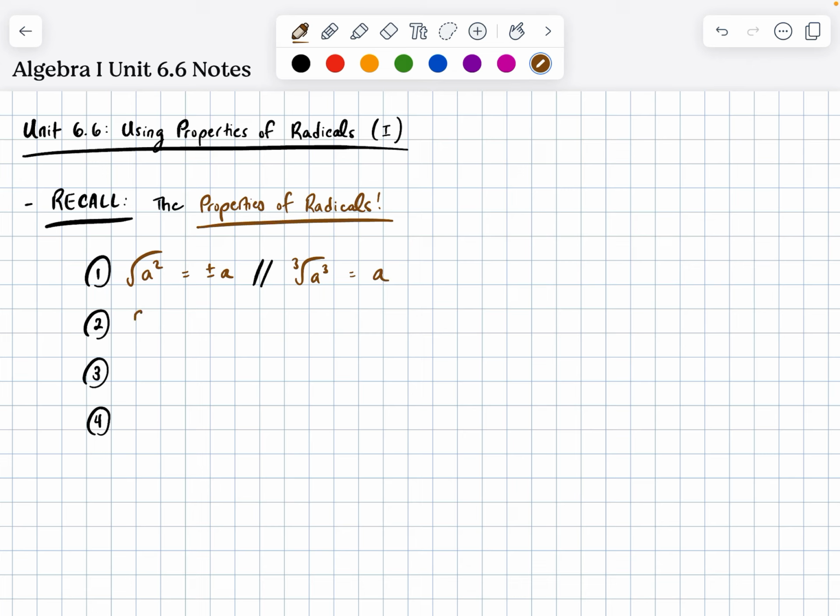The product property, number 2, says, if I take some root of a product of things a times b, that would be the same thing as taking the product of the roots of each factor individually. Same thing for division. If I take the root of some quotient, a divided by b, that's the same thing as taking the root of the numerator and the root of the denominator separately.